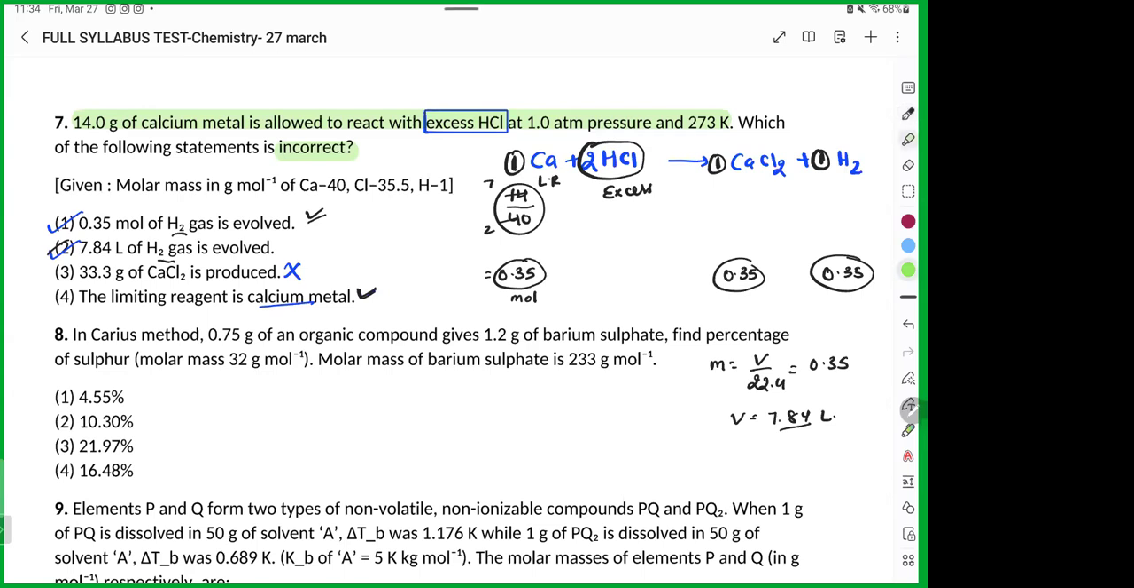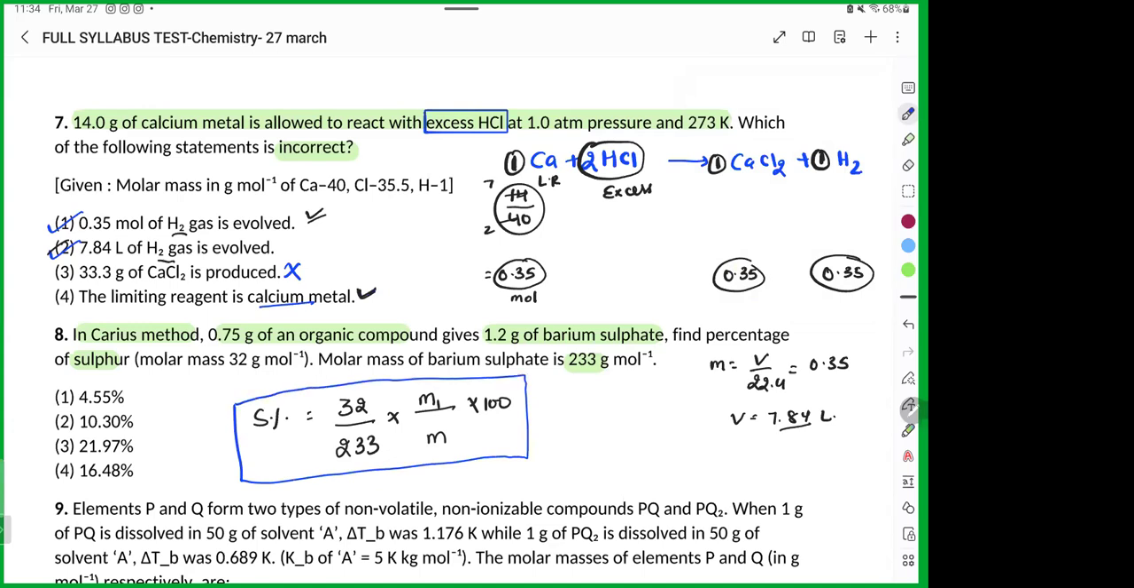Carius method is used for the halogen. 0.75 gram of organic compound gives this barium sulfate. Percentage of the sulfur, molar mass of this. Formula to calculate sulfur percentage: sulfur mass is 32, barium sulfate mass is this. Barium sulfate mass given by total mass, multiplied by 100. This is the formula. Anvita, Jordan, Chandana, and Khushi, I want all four of you to answer this question quickly. Yes, sir.